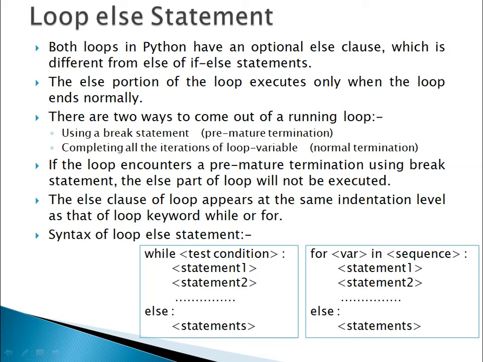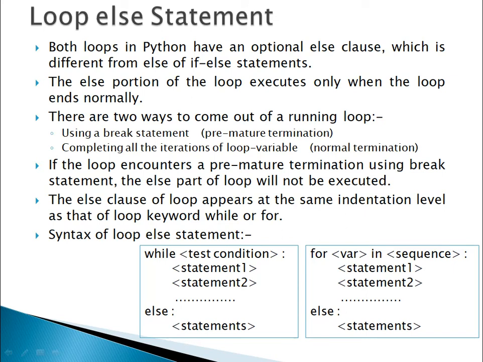There are two ways to come out of a running loop. The first one is by using a break statement, that is called premature termination. Another is when you complete all the iterations of the loop variable, you have to come out because the loop has completed itself. That termination is called normal termination. So if the loop encounters a premature termination using the break statement, the else part of the loop will not be executed.